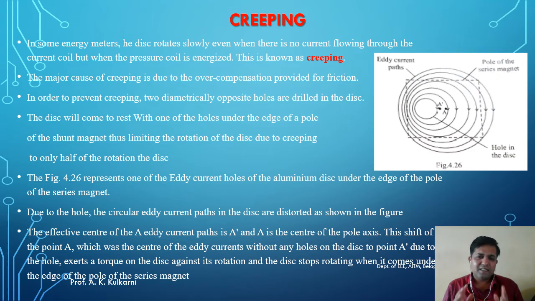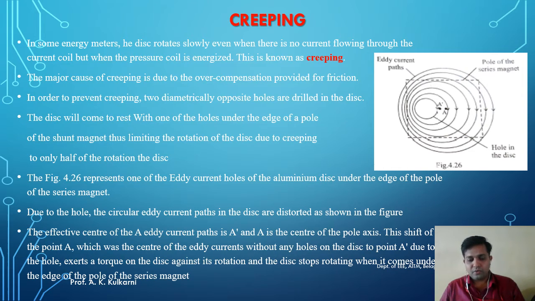But in some cases, the disk in the energy meter will be moving very slowly. If you have observed this in any house, the energy meter moves slowly, and due to that the energy consumption shown by the energy meter will be wrong, because none of the loads were operating. We need to avoid such scenarios.